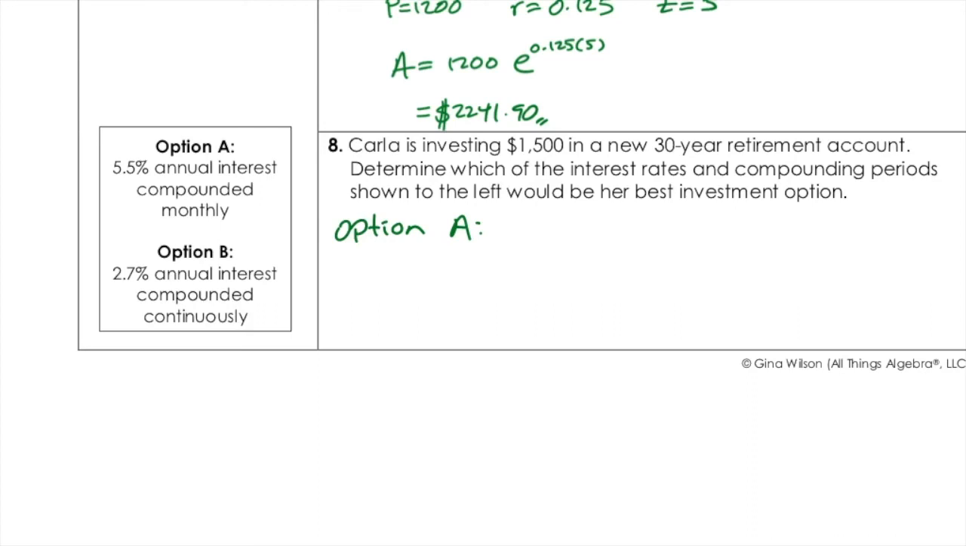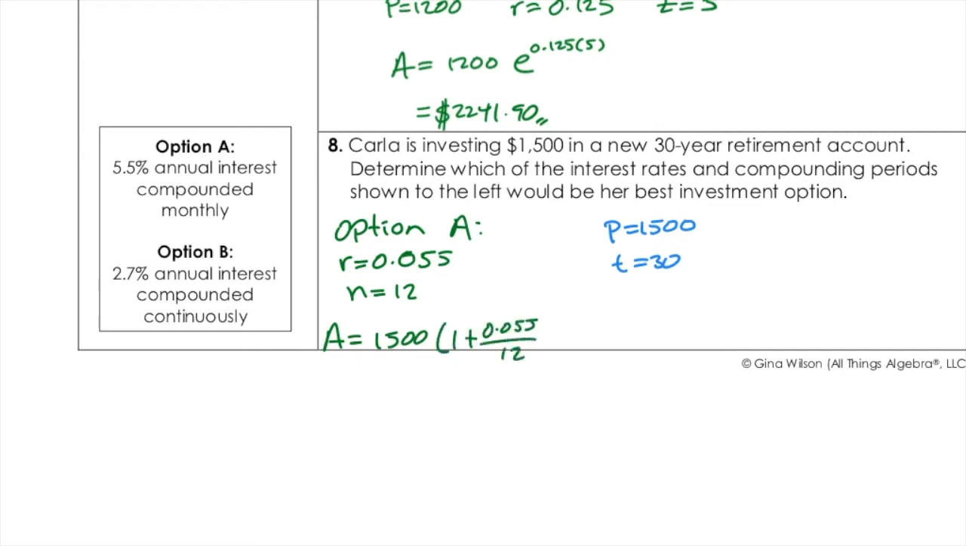So let's start by identifying everything here. P equals 1,500, T equals 30. On option A, R equals 0.055 and N equals 12. So A equals 1,500 times (1 plus 0.055 over 12) to the 12 times 30. So in this case, A equals 7,181 dollars and 8 cents.